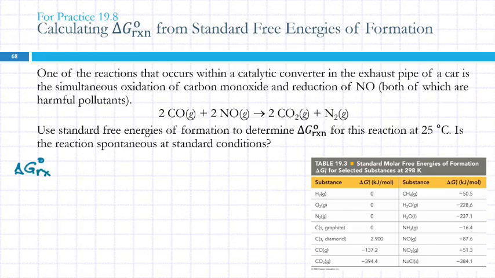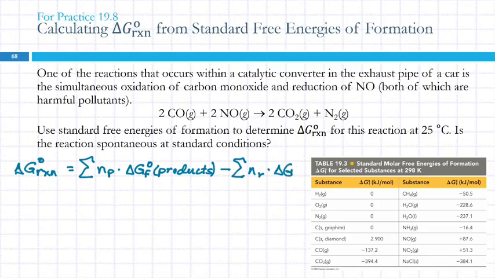So delta G for the reaction is going to be the sum of the moles times delta G of formation for each of the products minus the sum of the number of moles times delta G of formation for the reactants. Products minus reactants, final minus initial.